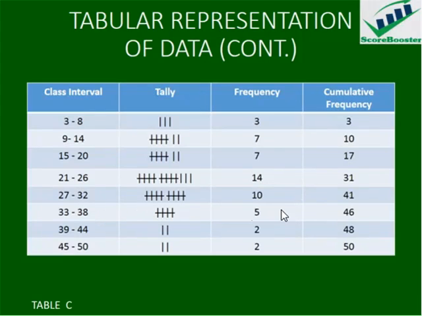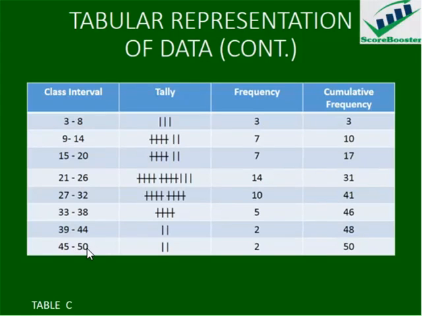For the class 27 to 32, it is 10 plus 14, 24, 24 plus 7, 31, 31 plus 7, 38, 38 plus 3, 41. For class 33 to 38, we have 5 plus 10, 15, 15 plus 14, 29, 29 plus 7, 36, 36 plus 7, 43, and 43 plus 3, 46. For this class 39 to 44, we have 2 plus 5, 7, 7 plus 10, 17, 17 plus 14, 31, 31 plus 7, 38, 38 plus 7, 45, 45 plus 3, 48.